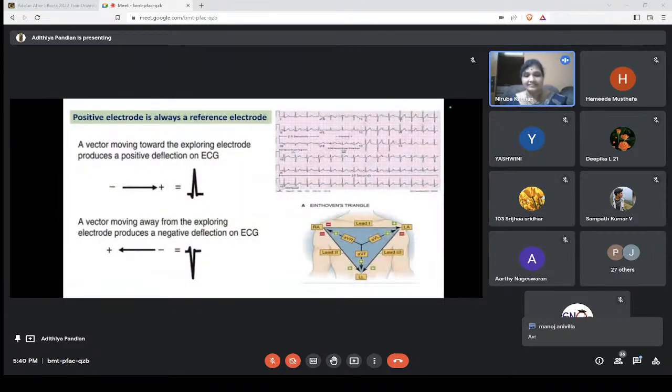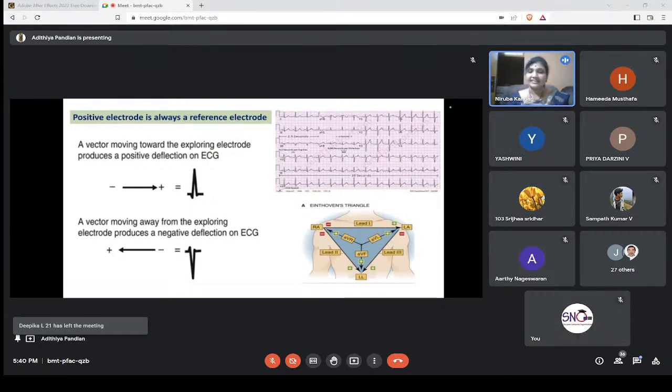Okay. Which lead will be negative? Very good. AVR, Manoj has answered. The AVR will be negative, because it is away from the direction of the vector. You can see AVR is away from the direction of the vector. When you take an ECG and you read, AVR will be a negative wave. The next slide, please.